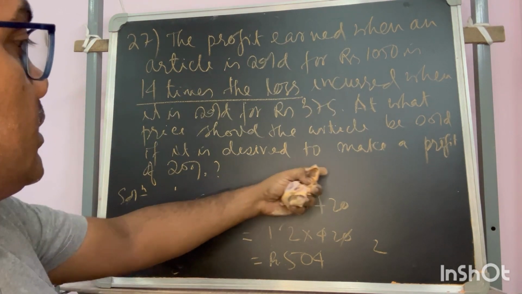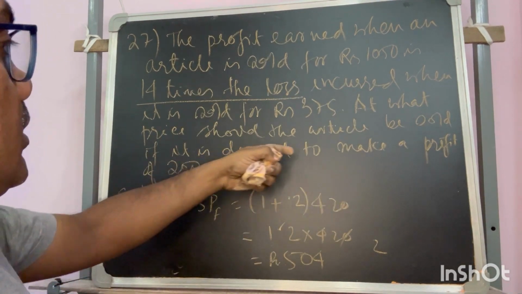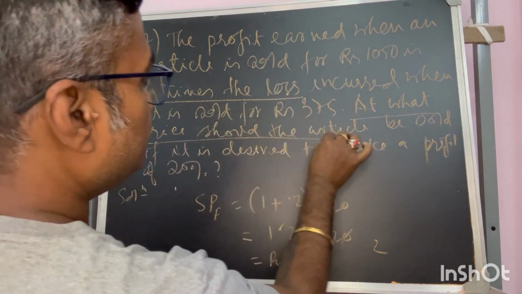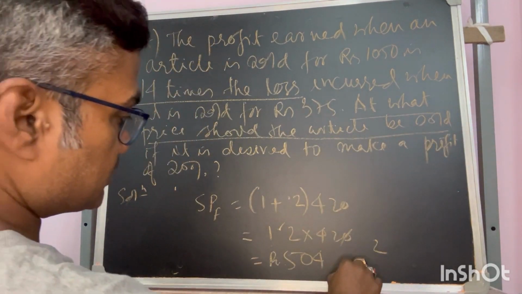So your desired profit of 20%, at what price should the article be sold? So this is the answer.